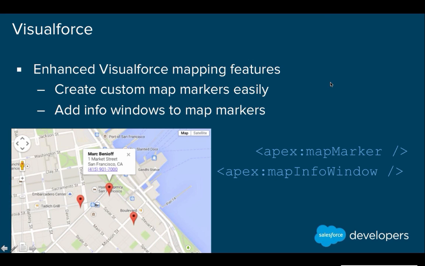This is especially ideal if you're using, say, the standard controller, or embedding this within a record detail page and you want to get a map built very quickly.